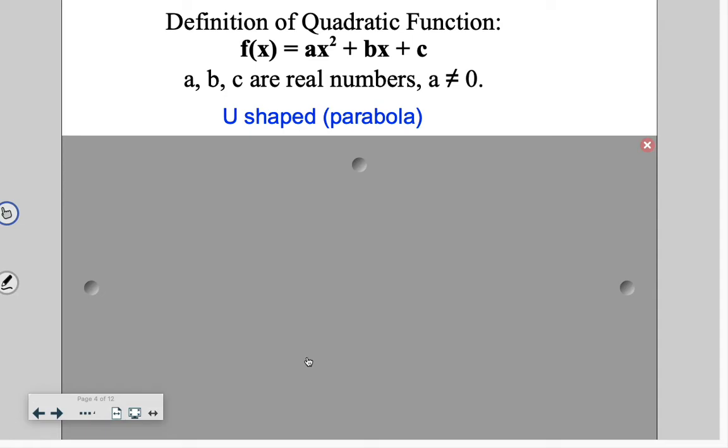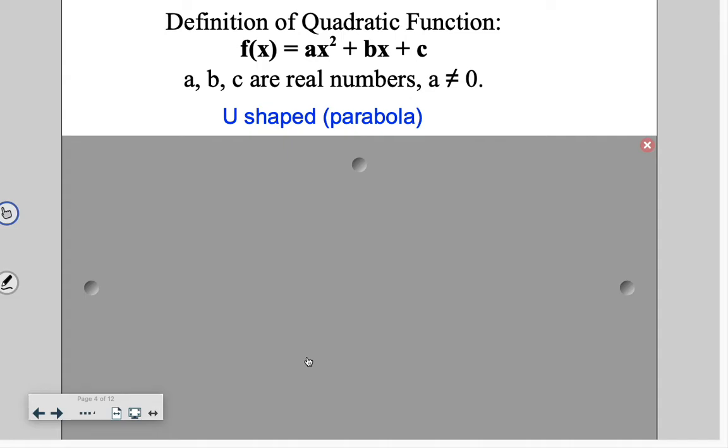This is basically your standard form. Quick question, why can a not equal 0? Because if a equals 0, 0 times x² is no longer, that term would no longer be there. And it would go back to either being linear or constant again. Okay? So a could be any real number, but not 0.